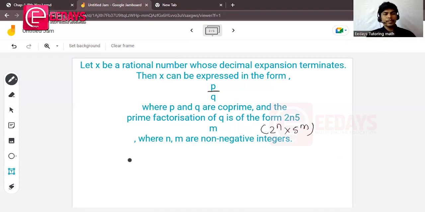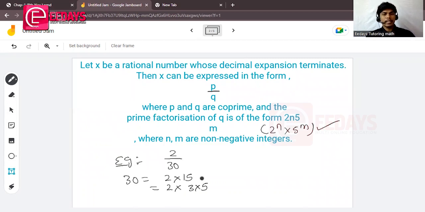Okay, I'll give you one example. For example, let's take 2 by 30. The question is whether it is a decimal expansion of a rational number which is in the form of 2 power n into 5 power m. Observe the denominator here, 30. You can write the prime factors for 30: 2 into 15, and 15 we can write as 3 into 5, so 2 into 3 into 5. Not 30, once again.